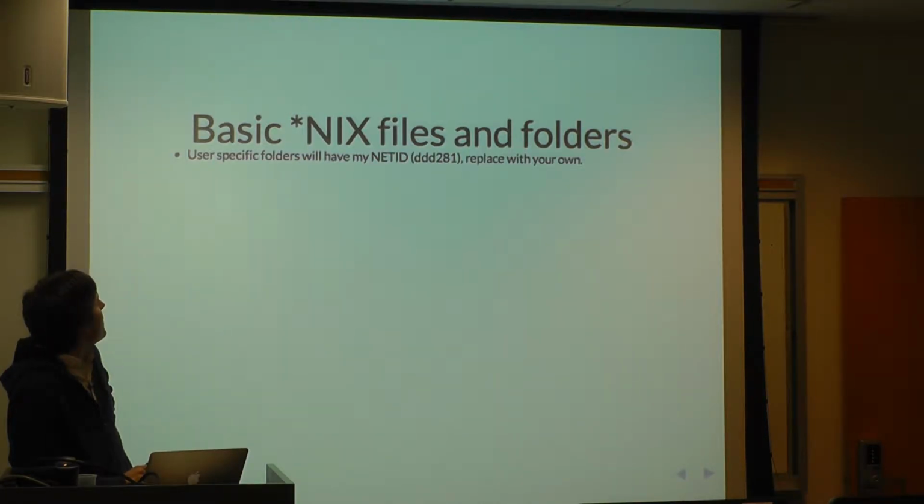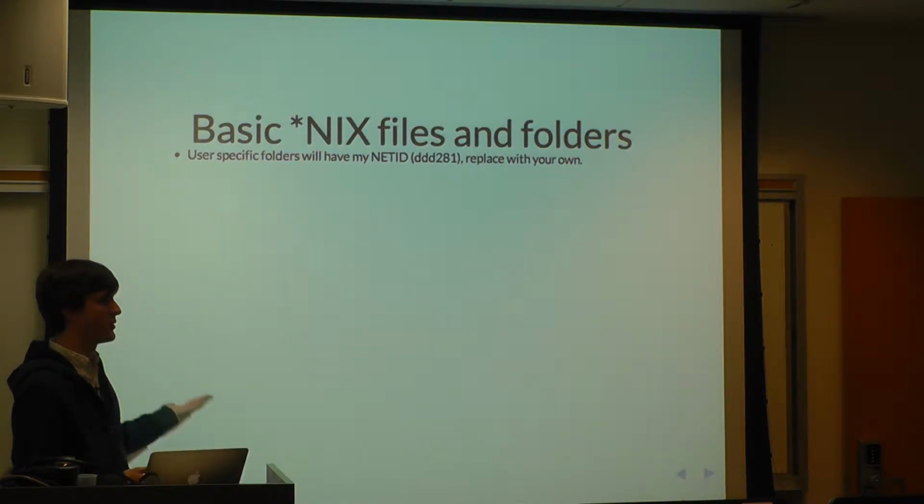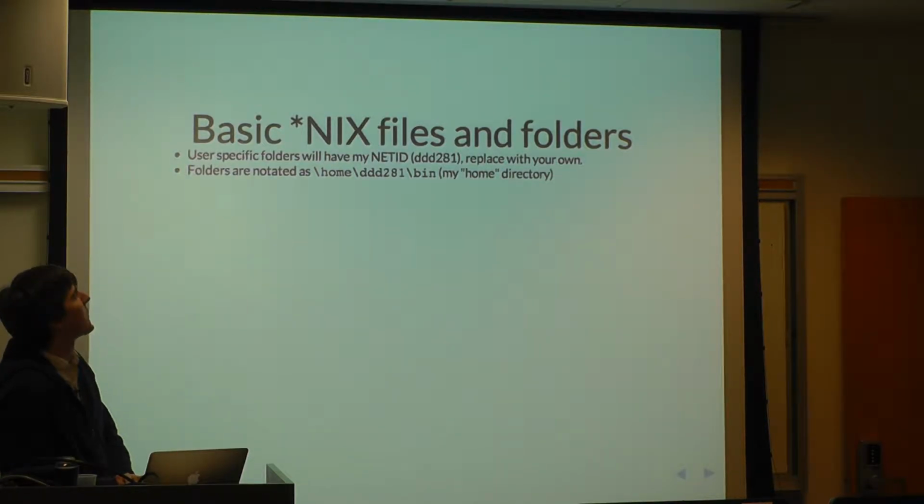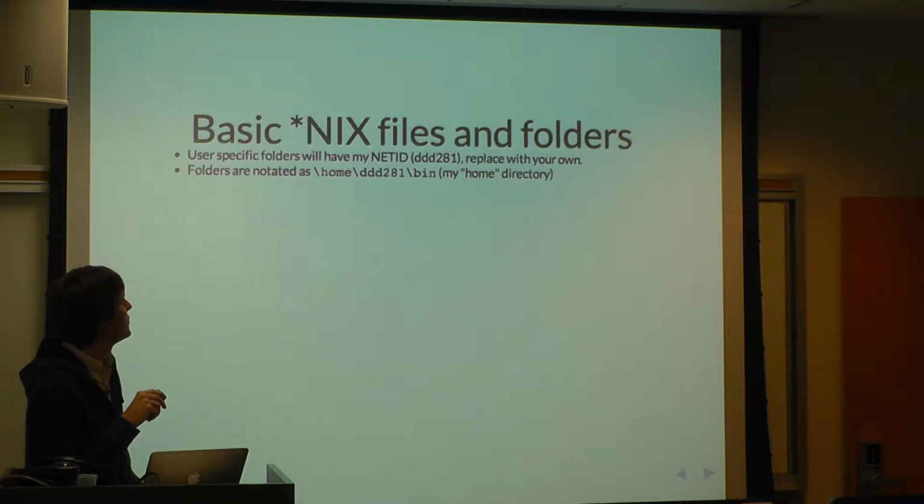So all the user specific folders and the stuff about specific users, I am going to have my own NetID in there, but obviously you would replace this with your own. I hope that's clear to you. It would not work, you would not have access to mine. So folders are notated in Unix like this, unlike Windows, which has slashes the other way. I never know which is back and which is forward, but this one.